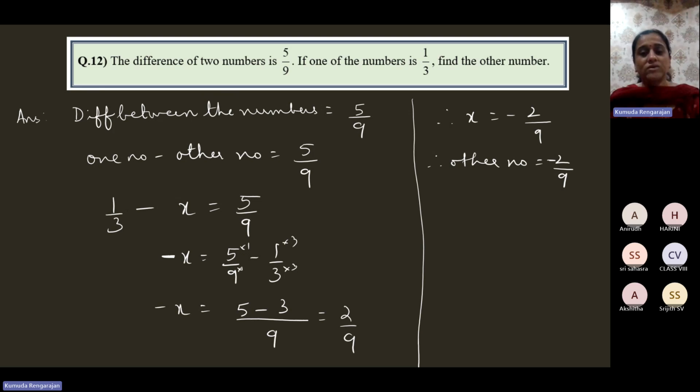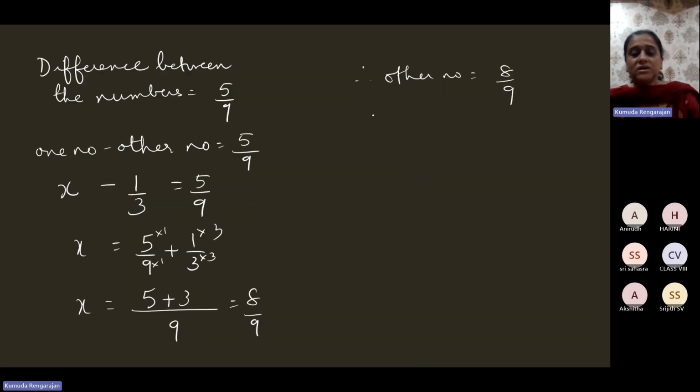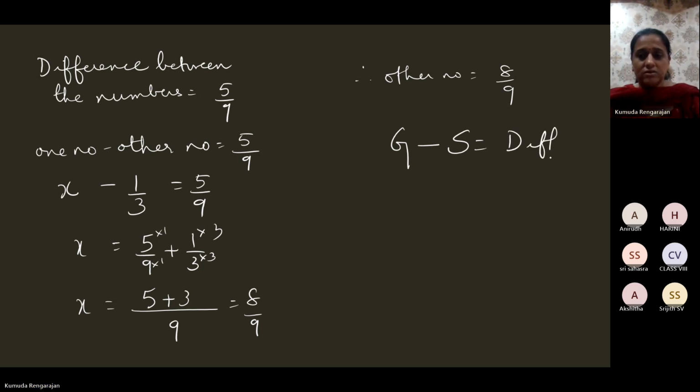Not always can you have, if it's given that the greater number is 1 by 3, supposing the greater number is 1 by 3 or the smaller number is 1 by 3. If they say greater number, difference is always, remember, listen to this, it may sound easy, but you can go wrong. Difference is always greater number minus smaller number is equal to difference. If nothing is mentioned, it is always a greater number minus a smaller number.